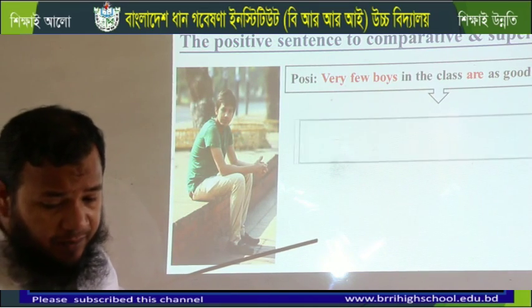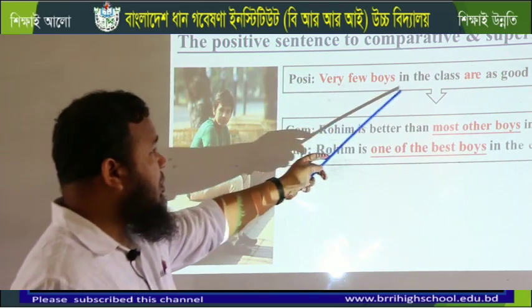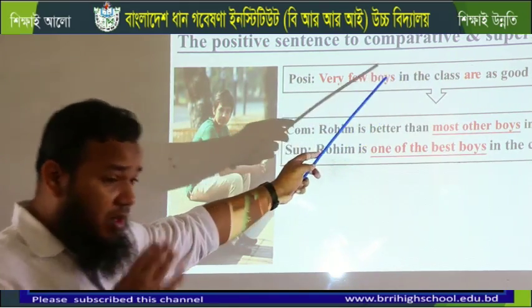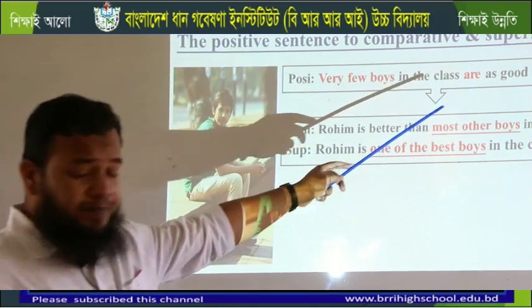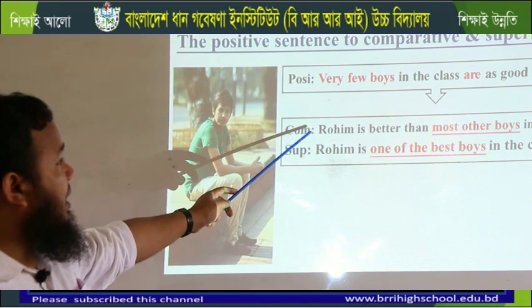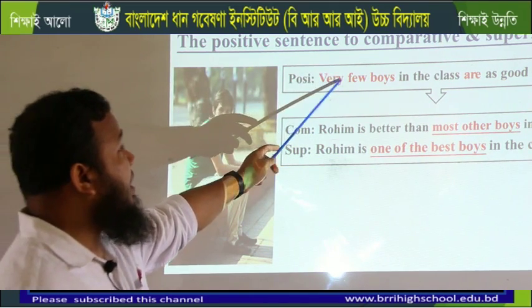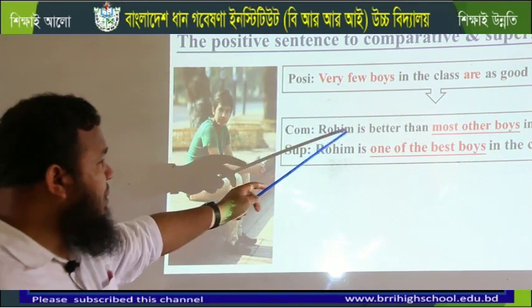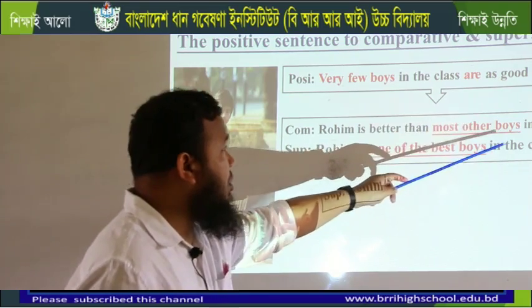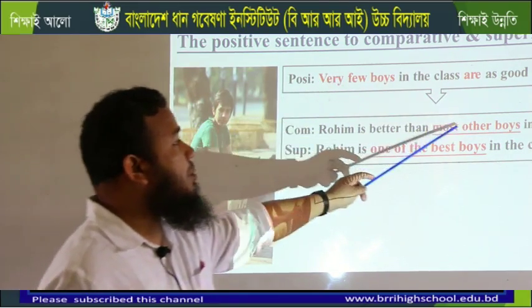Now look at these examples, dear students. Very few boys in the class are as good as Rohim. Now we have the red colored words, very few boys and are. Look at these words. Then comes Rohim is better than most other boys in the class. Since we have used here very few, we have used here most other boys.